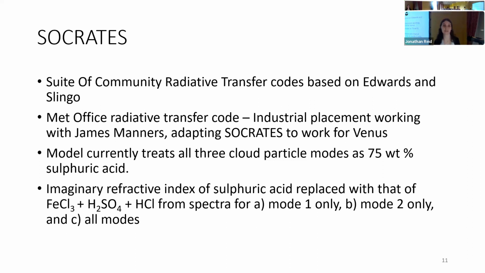What I've done recently is I've replaced the imaginary refractive index of the sulfuric acid with my measurements of the imaginary refractive index at different concentrations. And I've done that for 3 different cases. One, I've replaced it for just mode 1, like that assumption for the MESSENGER data. A lot of previous work with ferric chloride has actually only assumed it's in mode 2. So I've tried that as well. And I've also tried all of the modes.